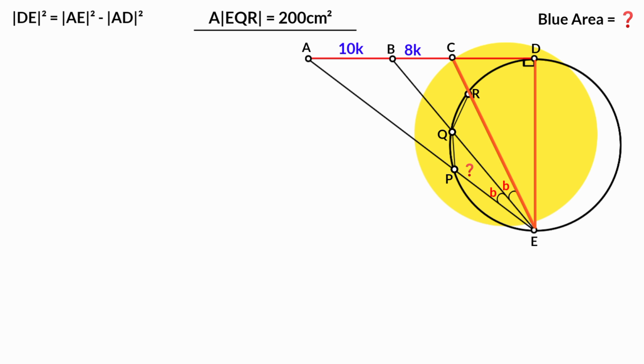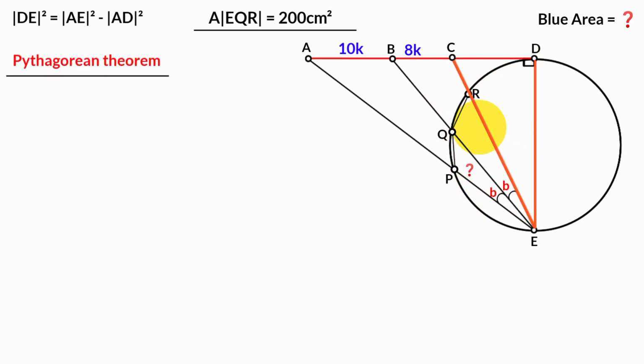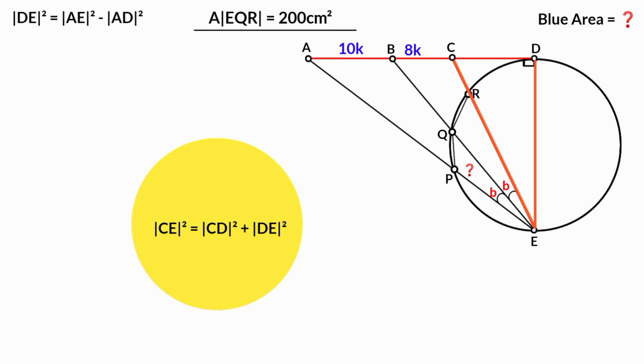It is also a right angle triangle. So we use the Pythagorean theorem. This line CE is the hypotenuse. So by Pythagoras, the square of this line CE must be equal to the sum of the squares of this line CD and this line DE. So line CE squared equal to line CD squared plus line DE squared. Bring line CD squared to the left hand side of the equation. So line CE squared minus line CD squared equal to line DE squared.